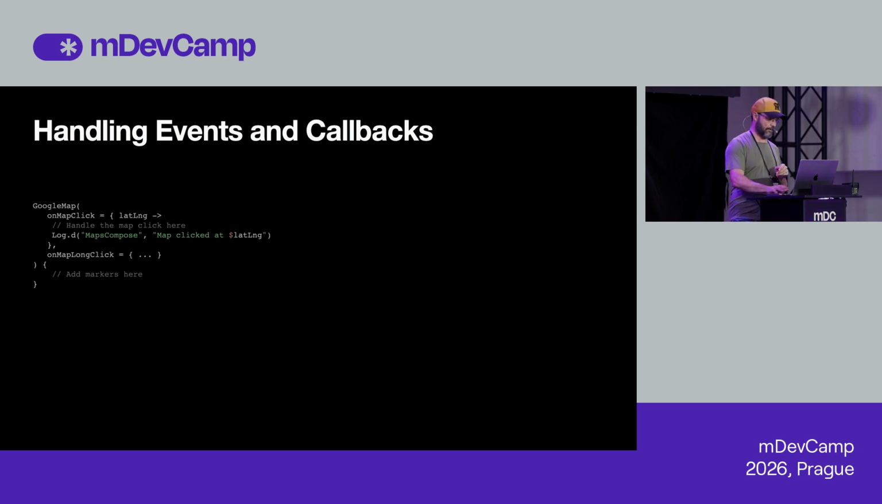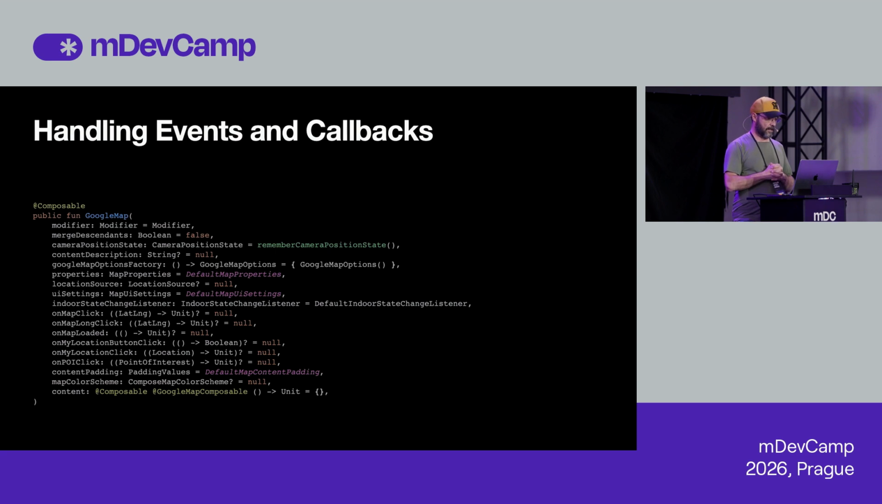We could have an on map click, as we see here, that receives the LatLng object. In this case, we're just creating a log. But this on map click could, for example, take the LatLng and trigger a new camera position state or modify anything in our application. We have a lot of listeners. Here would be the map long click. So, for example, a map long click could add a marker if we need to. And yeah, this is how the final API looks.